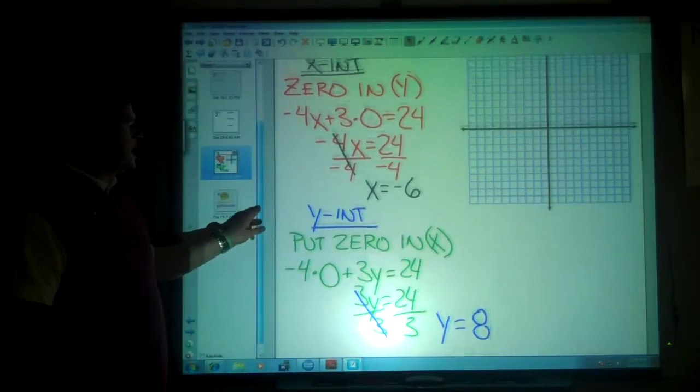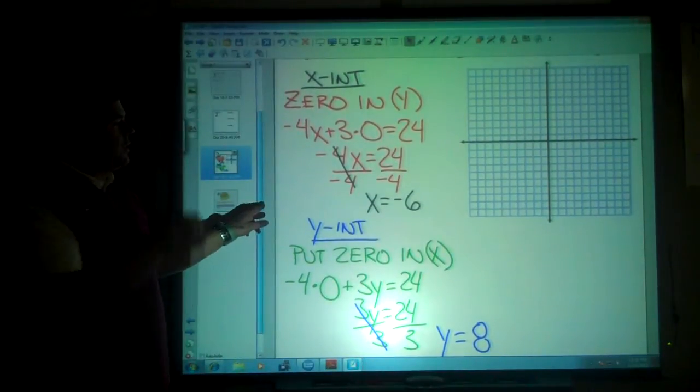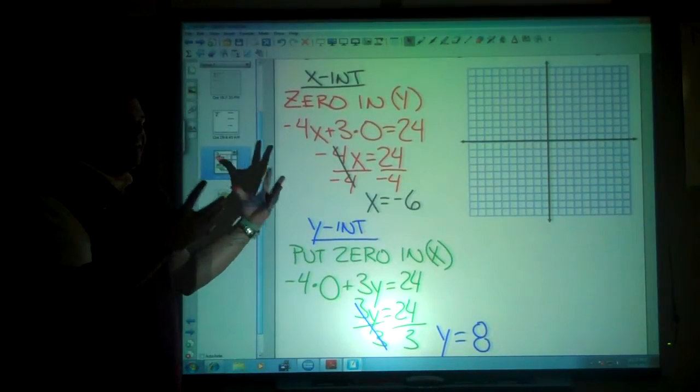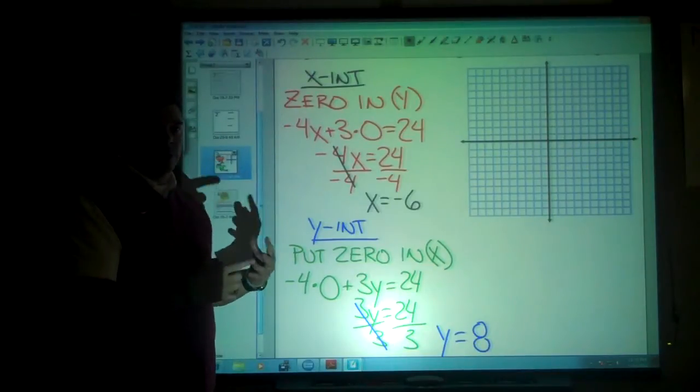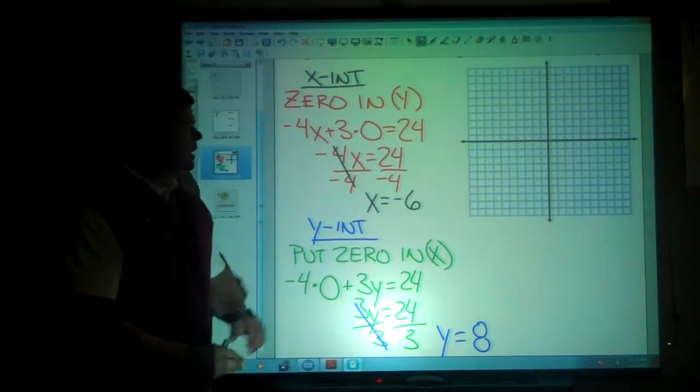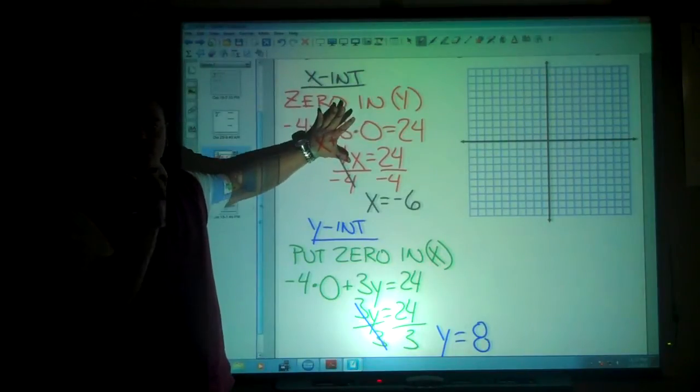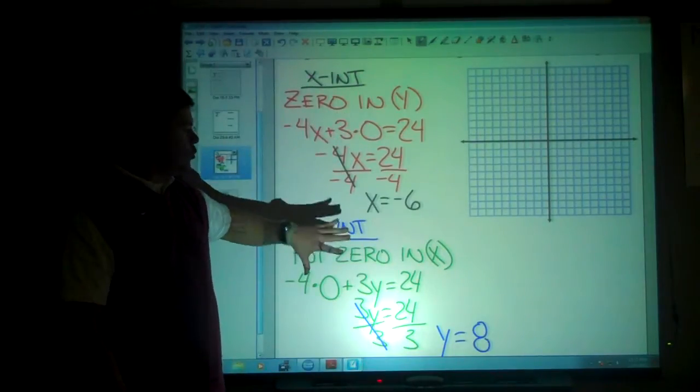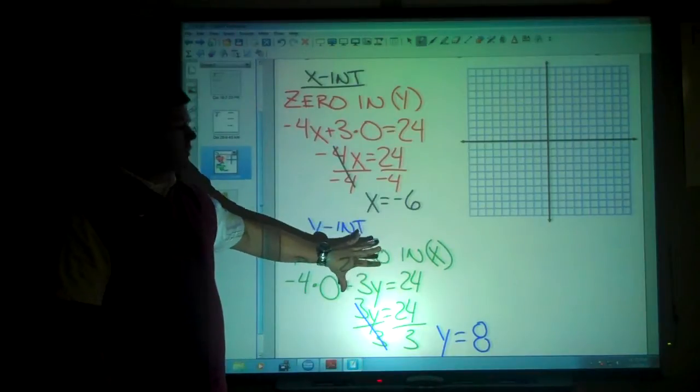Now here's the biggest mistake that gets made. People take the negative 6 and the 8 and they think it combines to make one coordinate, which it does not. These are two different points. This is the x-intercept, which is its own specific spot. This is the y-intercept, which is its own specific spot.